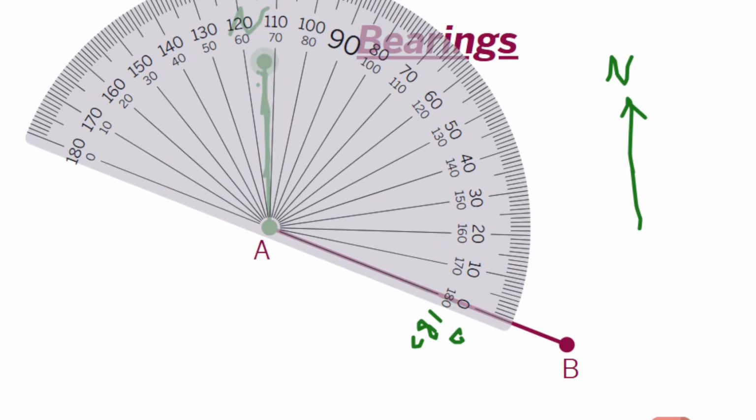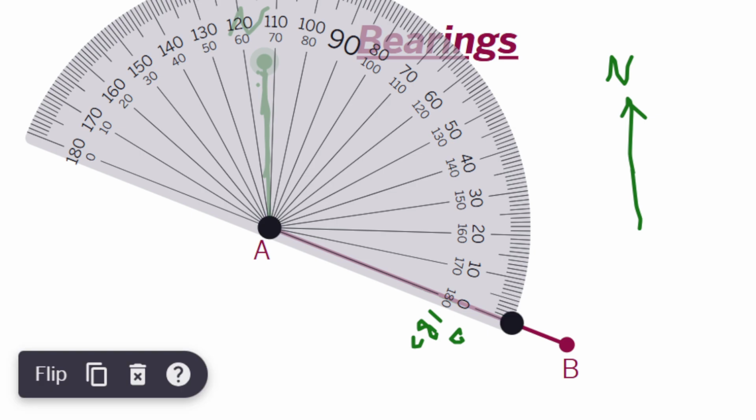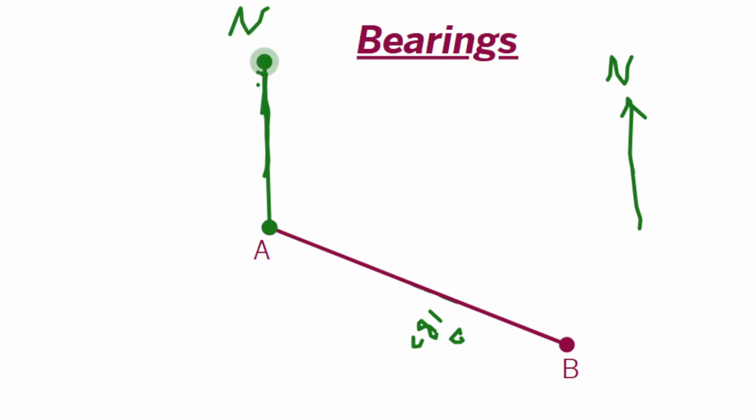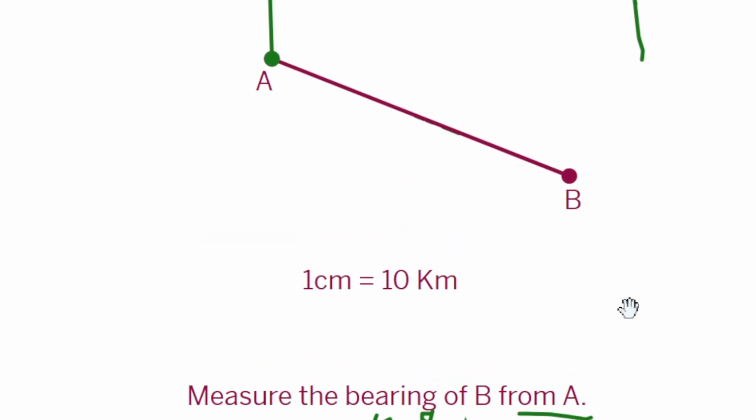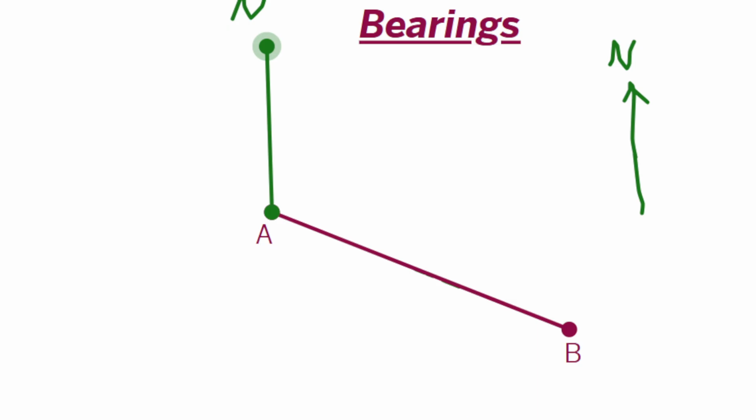Now we finish with this part. Let's just remove this protractor from here. And let's fix this. Now, did you get this? Now let's answer the next question. The next question says, measure the bearing of A from B. So from B, this is where you bring your protractor and you put it on B. And before you measure, you need to make the north.